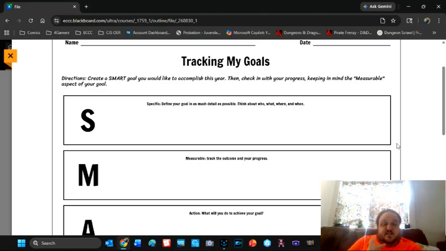So, S, specific. What is that goal? You want it to be as specific as possible, because that's what's going to help you keep on track. It's going to help you know when you've achieved your goal. And now, of course, we get into the M part, and I want to point out that all of these letters for SMART are important. They work together. M is measurable.